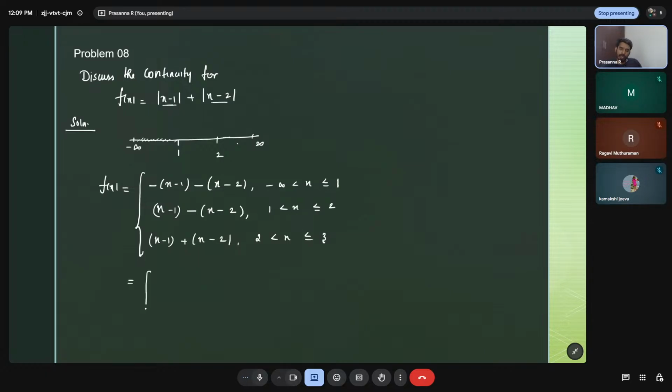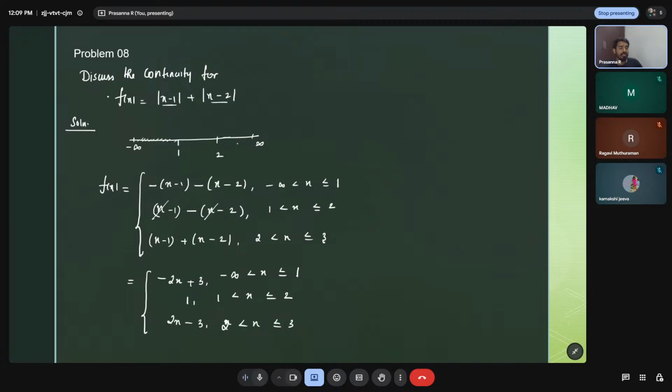After breaking, the problem reduces to something very simple, right? What will happen here? Minus x minus x is minus 2x, and this is plus 1 plus 2, which is plus 3. When x lies between minus infinity to 1, this x will get cancelled: minus 1 plus 2, which is a constant function, when x lies between 1 to 2. And 2x minus 3 when x lies between 2 to 3.